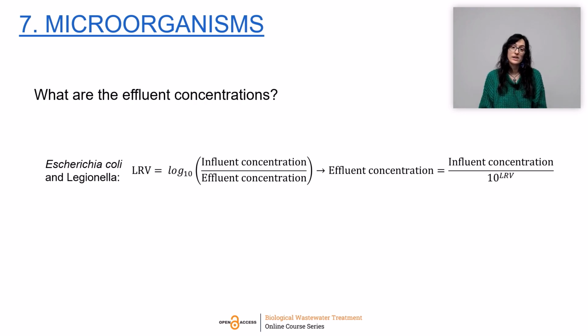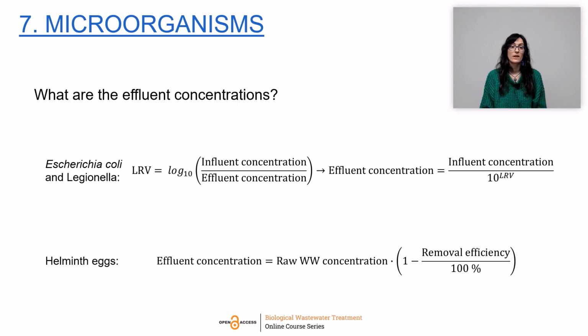For the case of the Escherichia coli and Legionella, the removal efficiency is given in terms of a logarithmic removal value, which equals the logarithm of the influent concentration divided by the effluent concentration. And we can calculate the effluent concentration by rearranging this equation. For the case of the Helminth-X, we have information on the removal efficiency already expressed as a percentage. So we can use the same calculation methods as in previous examples in order to know how much would be the effluent concentration.